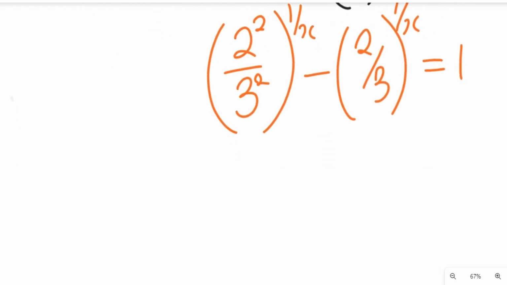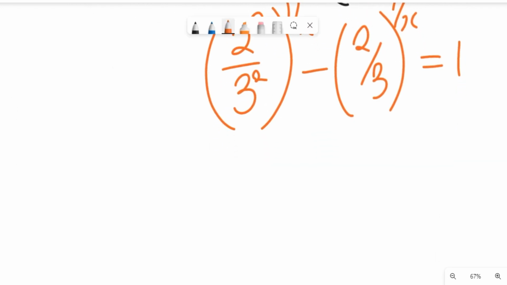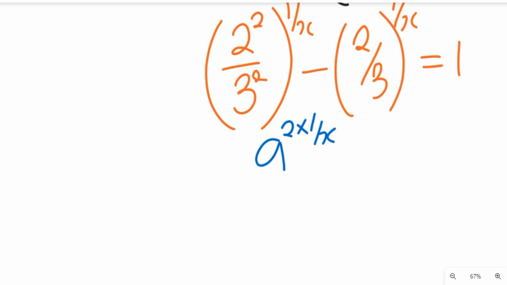Having done that, the next thing you come to see is that in indices, if a to the power of 2 is multiplying 1 divided by x, remember this power will multiply, and that will give you a to the power of 2 divided by x. Good. That's what we're going to do.